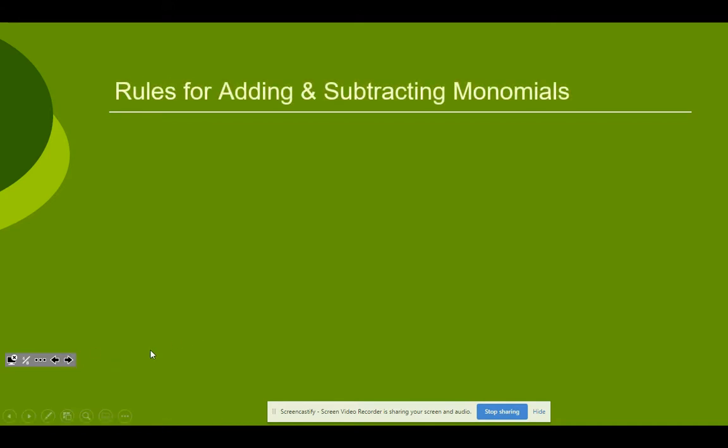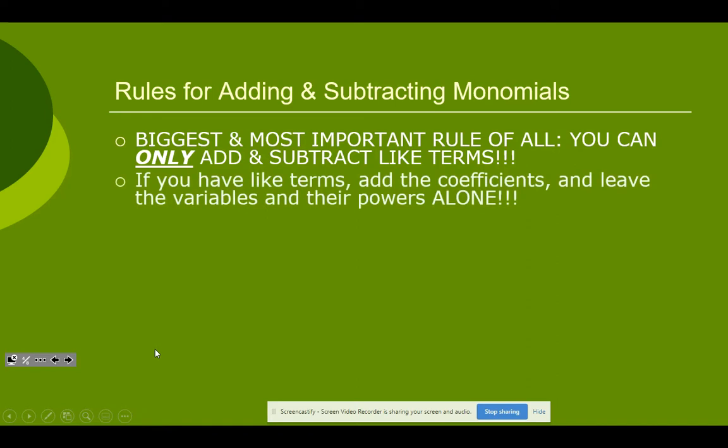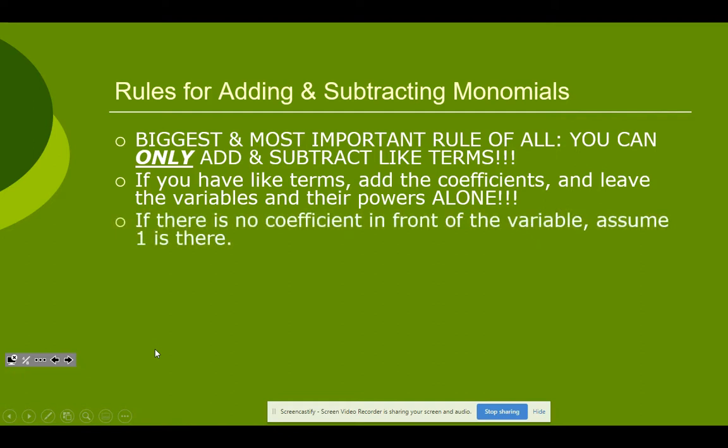So the rules for adding and subtracting monomials are as follows. The biggest and most important rule is that we can only add and subtract like terms. Once you have determined that you have like terms, you add the coefficients or subtract if that's what it dictates, and then leave the variables and their powers alone. Do not touch variables or their powers when you are adding and subtracting. If you see yourself with no coefficient in front of a variable, you may assume that there is a 1 there.